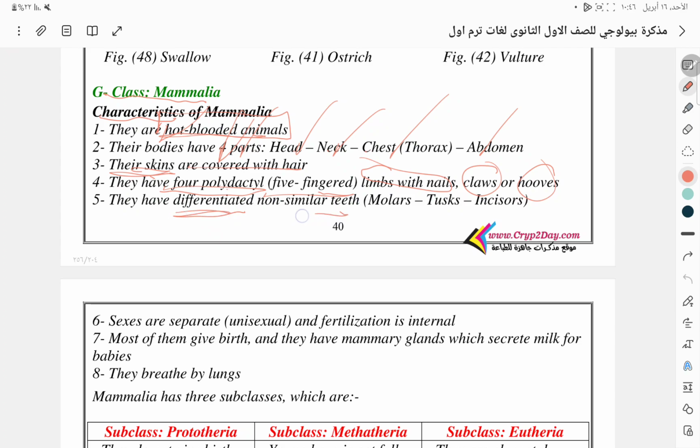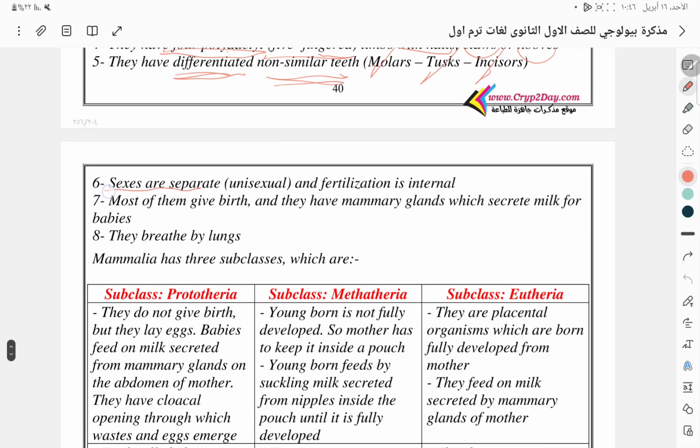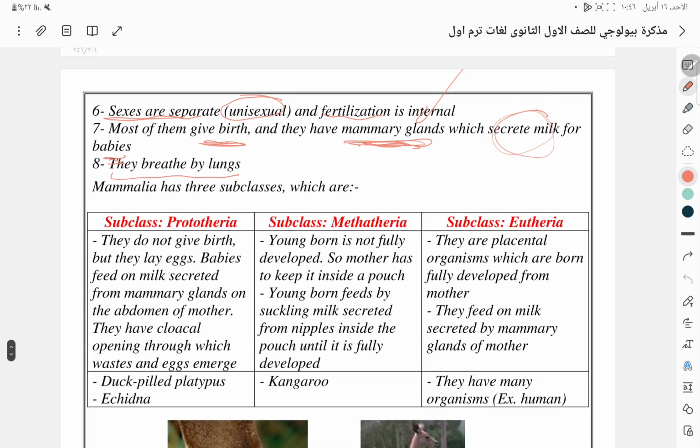They have different, non-similar teeth: molar, tusk, incisor. Sexes are separated, unisexual, and fertilization is internal. Most of them give birth and have mammary glands which secrete milk for the baby. They breathe by lungs.